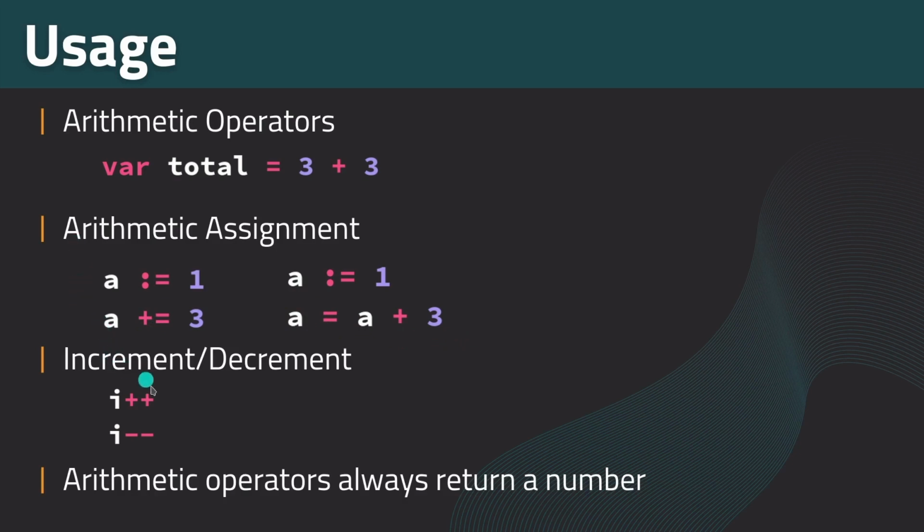We also have increment and decrement operators. So these are very common in loops. Here we have a variable I, and if we do plus plus, we're just going to be adding 1 to the I. And if we do minus minus, we're going to be subtracting 1 from the I. Whenever you're working with arithmetic operators, it's always going to be returning a number. So you're not going to get any errors or any strings back. You're always going to get a number that you're working with.